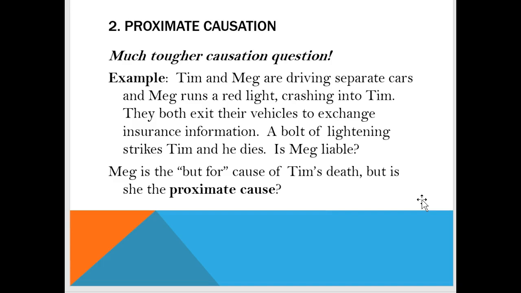But think about this more attenuated hypothetical. Tim and Meg are driving separate cars, and Meg runs a red light. So what's the foreseeable harm if someone runs a red light? Crashing into Tim, crashing into another driver. That is foreseeable, and of course, Meg would be the proximate cause of that injury. But here's the tougher question. What if Meg and Tim both get out of their cars and they exchange insurance information while they're standing on the side of the road? All of a sudden, a freak summer storm comes through and a bolt of lightning comes crashing down and strikes Tim, and he dies. Is Meg liable for the death?